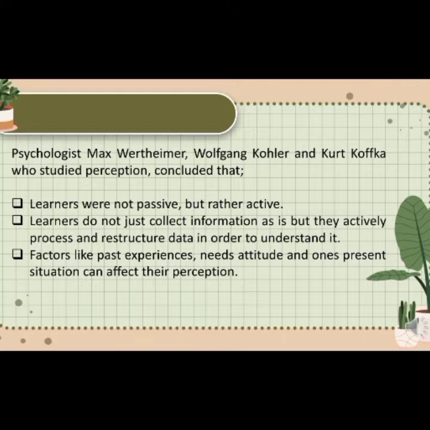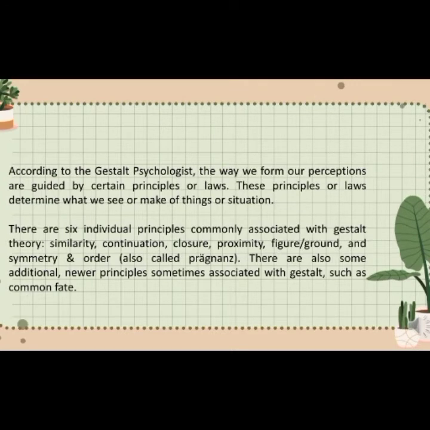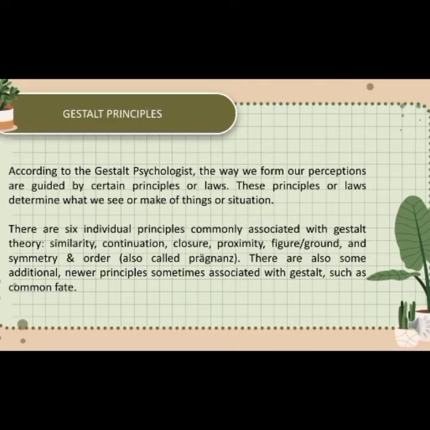Learners do not just collect information but they actively process and restructure data in order to understand it. Factors like past experiences, needs, attitude, and one's present situation can affect their perception. According to the Gestalt psychologists, the way we form our perceptions are guided by certain principles or laws.